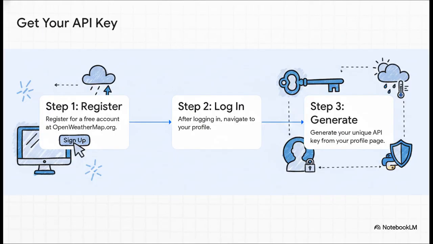So, how do you get one? It's actually a super simple three-step process. First, you're going to head over to OpenWeatherMap.org and sign up for a free account. Once you're logged in, just click on your profile and you'll see an option right there to generate your API key. It's totally unique to you, so keep it handy and keep it safe.